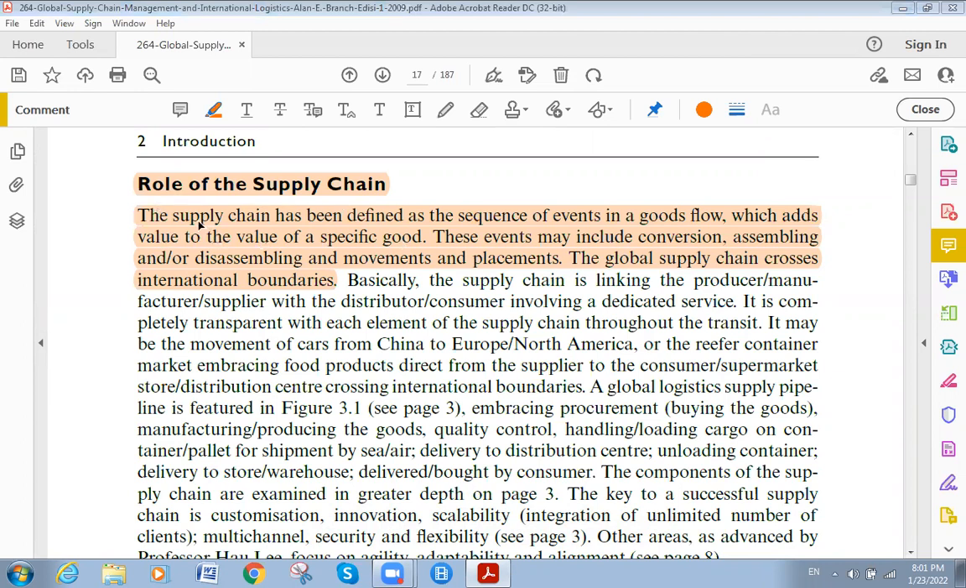The role of the supply chain has been defined as the sequence of events in a good flow which adds value to the specific good. These events may include conversion, assembling two parts together, and/or disassembling, and movement and placement. The global supply chain crosses international boundaries. Global supply chain is not only in one country, but between two countries. So when you cross the borders, that means you are talking about global work or global supply chain.